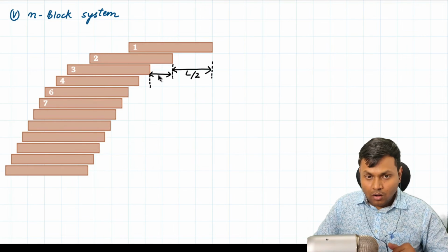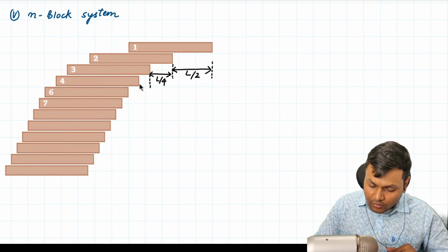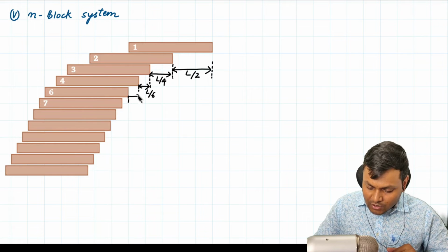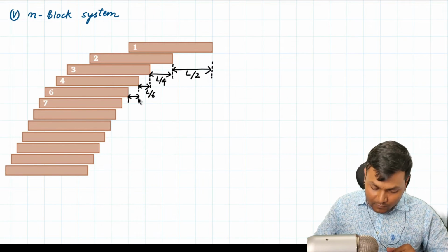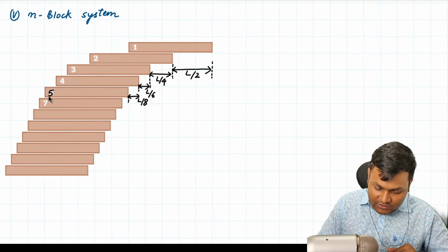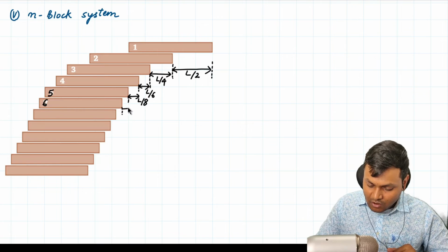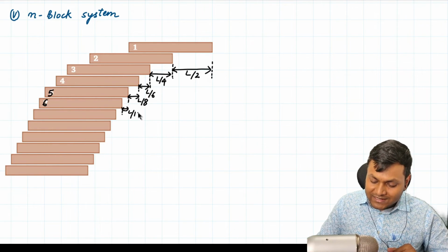The second block is beyond the edge of the third block at a distance of L by 4. The third block is beyond the edge of the fourth block at a distance of L by 6. The fourth block is beyond the edge of the fifth block, let's suppose, at a distance of L upon 8. Let's suppose this is the fifth block. And the fifth block is at a distance of, let's suppose, L upon 10.